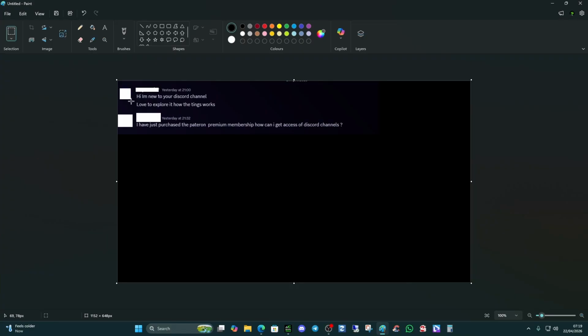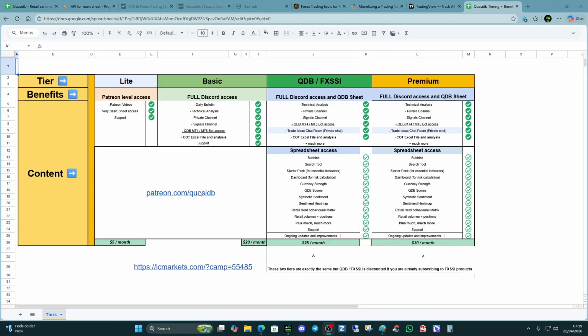So I've replied to this message, and the question was, I'd like to know how things work. So basically we've got two aspects to the Quasidb service. We've got our spreadsheet. In fact, we've got spreadsheets, plural, but we've got the main one that you'll get access to, and which we'll talk about. It's up here, and it pulls the API data from my FX book from here. And on the other side of the coin is the Discord. And in Discord, you've got your trade community and the trade setups, and you've got your robots and indicators.